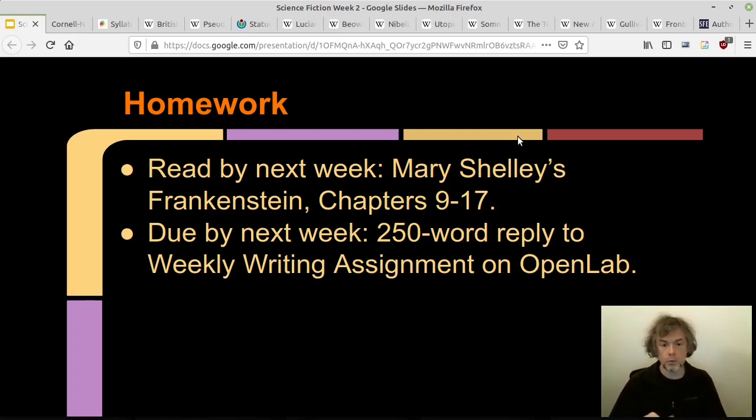Again, also remember when you're doing your weekly writing assignment, type it up someplace safe in Microsoft Word that you save to your computer, Apple Pages, Google Docs, all those are fine, and then copy and paste it into the comment box for this week's weekly writing assignment.